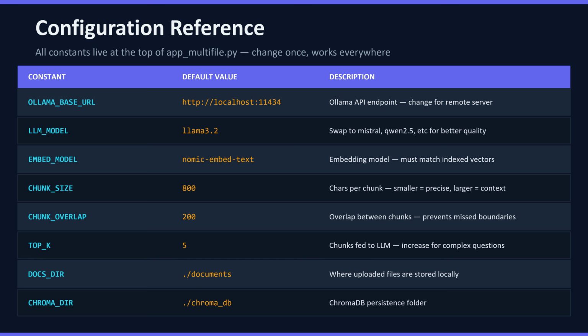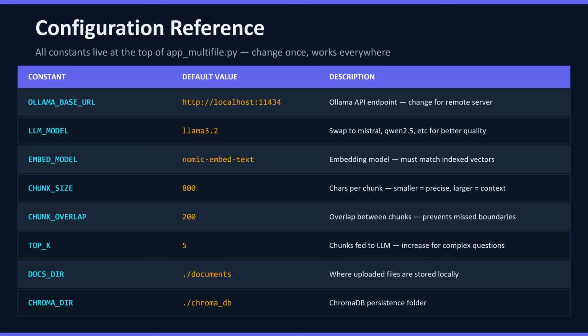The embed model converts text into numeric embeddings. This is critical. The embedding model must match the one used to index your documents. If you change it, you must delete the ChromaDB store and reindex everything.